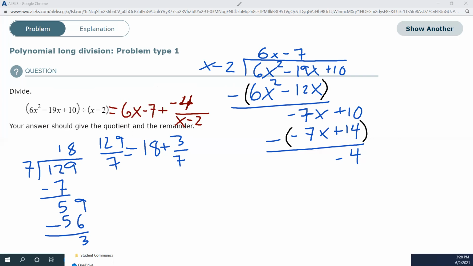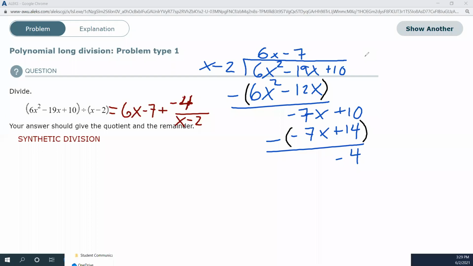Now, what about synthetic division? I'm just going to do this same problem with synthetic division. Okay, let me pause for just a second. So to do this with synthetic division, and this is what most people prefer, you do it like this. From the original problem, I'm going to take the opposite of that number. So the opposite of negative 2 is 2. Stick them in a little box here. It's not necessary, but it's cute. And then take all of the coefficients in order. So 6, negative 19, and 10.